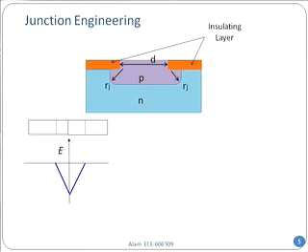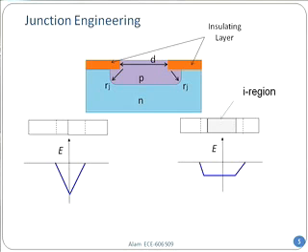This is a very nice trick for how you can avoid this type of problem. And the trick is this. Instead of having an abrupt junction between N and P, all you need to do is to insert a little I region. Little I region in between. So put a little bit lighter doped region.